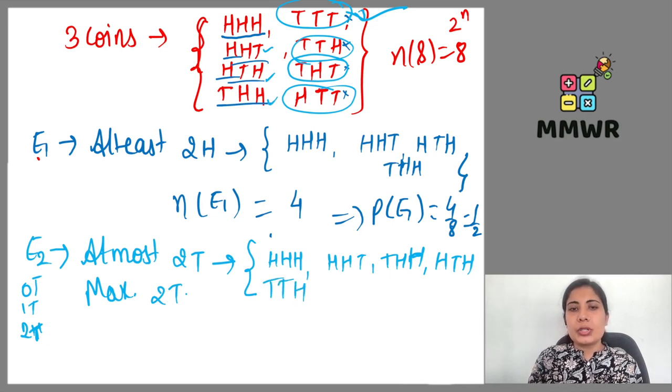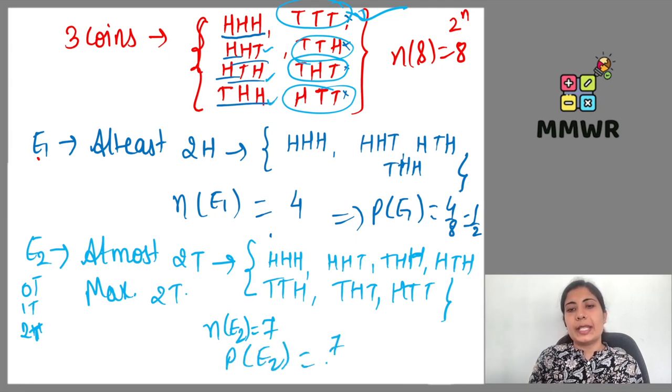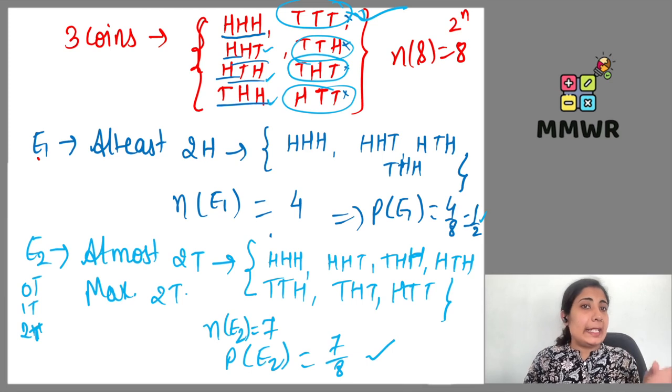So double TH, THT and HTT, right? So the total number of favorable outcomes for event 2 will be 7. So the probability for event 2 is 7 upon 8, right? So 1 by 2 is the probability for event 1, which was at least 2 heads, and here it is at most 2 tails. I hope it's clear to everyone, right?